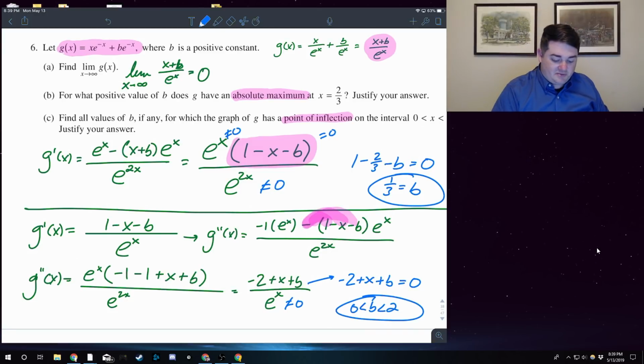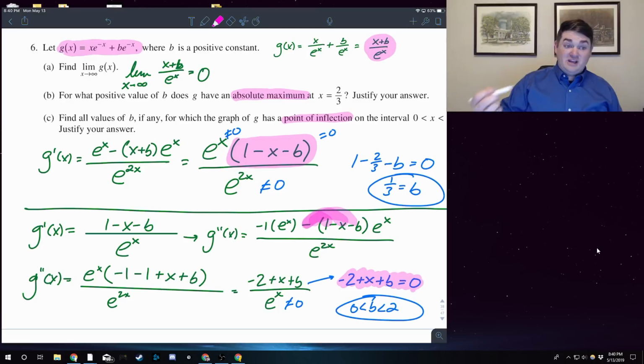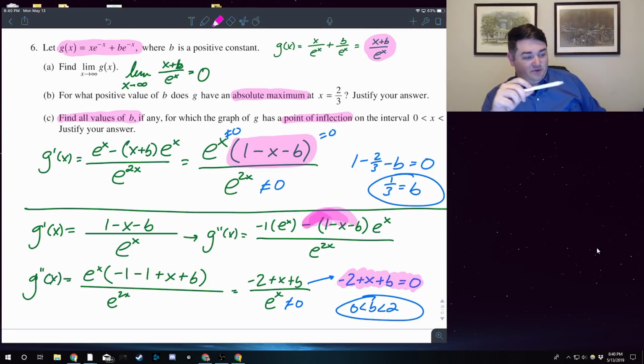Okay, so I misread C. I just want to point out, kind of giving you my train of thought here. I thought it said find the value of b. So I got to this step here, and I'm going, how am I going to find just one value of b if I don't know what x is? Reading the problem more carefully, it says find all values of b. So that opens the door for this being an interval.